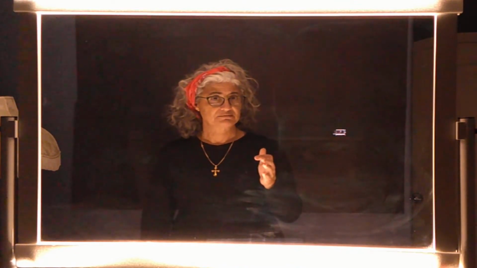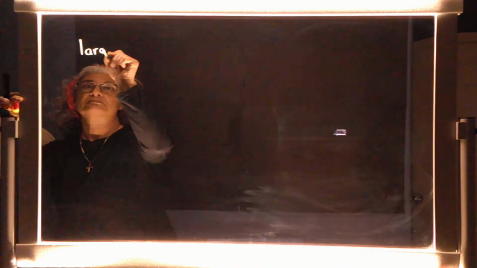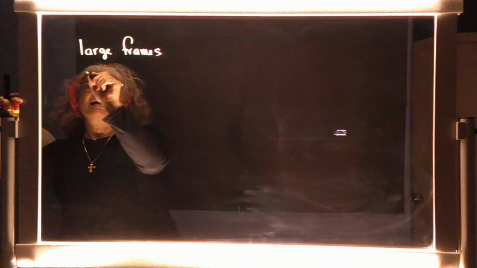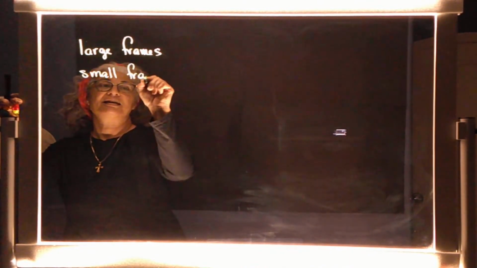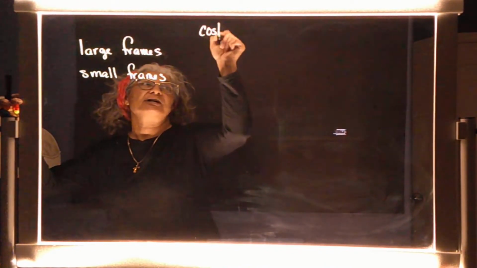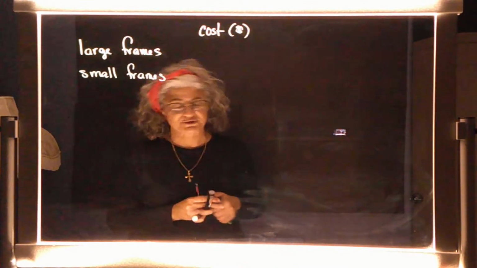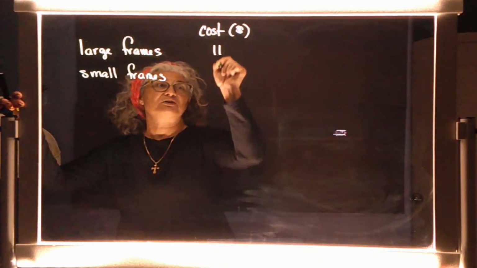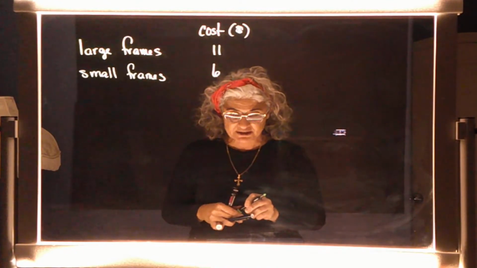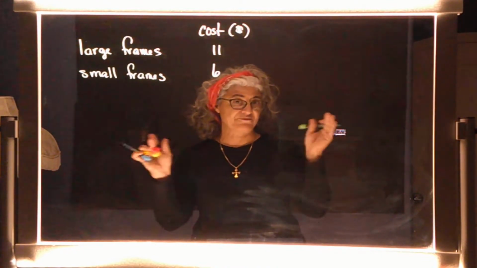So, let's start reading. A woman bought some large frames for $11 each and some small frames for $6 each at a closeout sale. Okay, so what information do they give us? Good, we know we're dealing with large frames and small frames, right? And they told us the cost of these frames, right? And the cost is in dollars. It's a good idea to put the dollar symbol up there so you know you're not talking about Russian rubles or something like that. So the cost of the large frames was $11 and the cost of the smaller frames was $6. Correct?